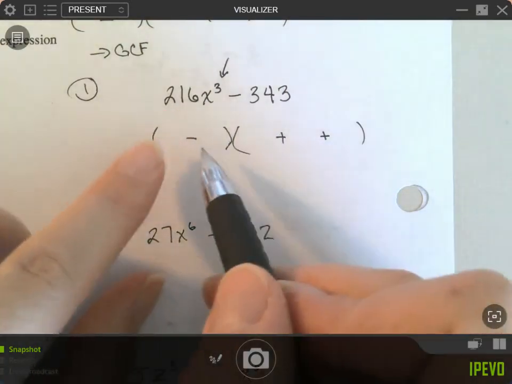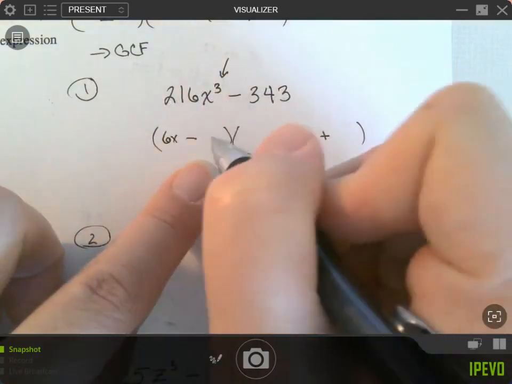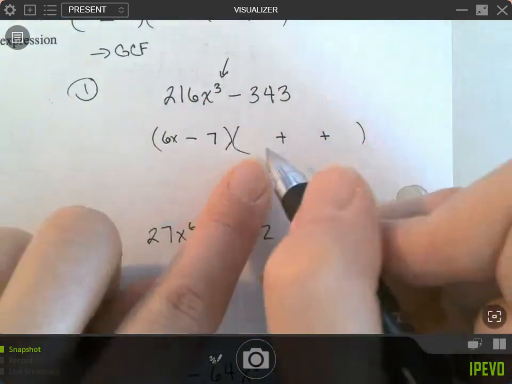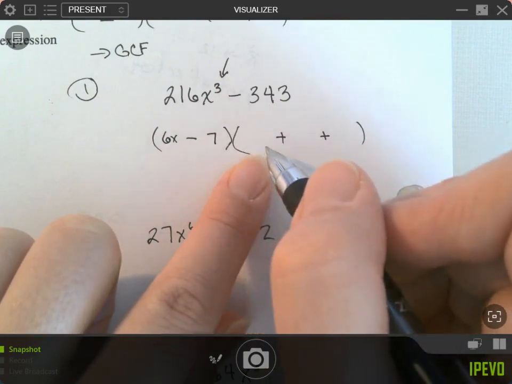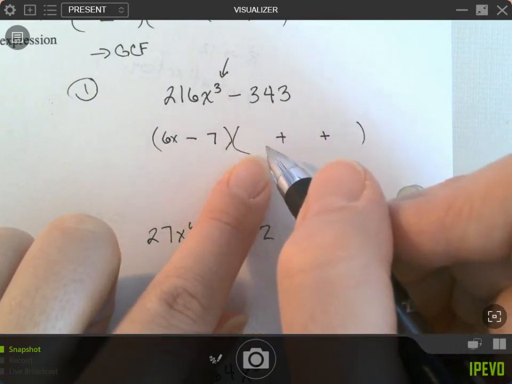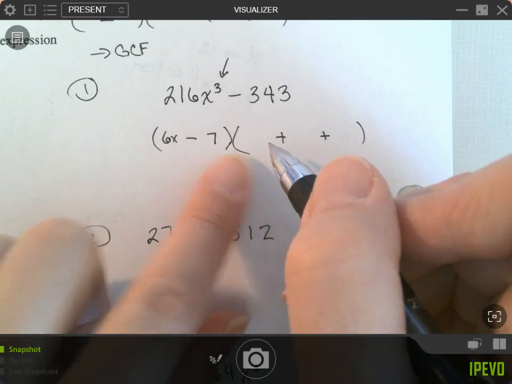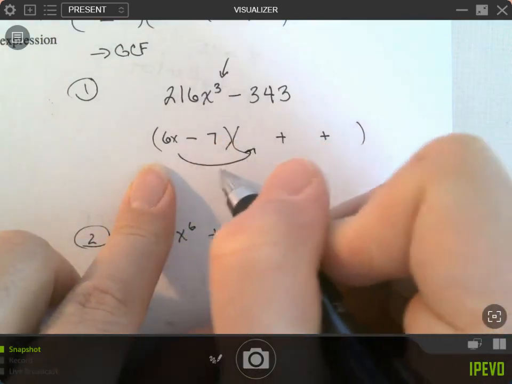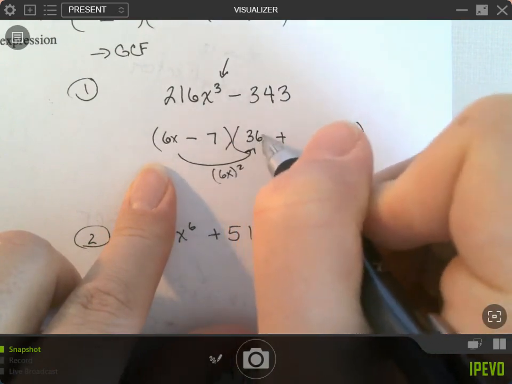I'm going to take the cube roots and drop them here. We already know that's 6 with an x, and we know this is 7. What should be my first number here in the trinomial? This is where you think. Use those brains. You have to square the whole term. So if you square the 6, it'd be 36x squared.